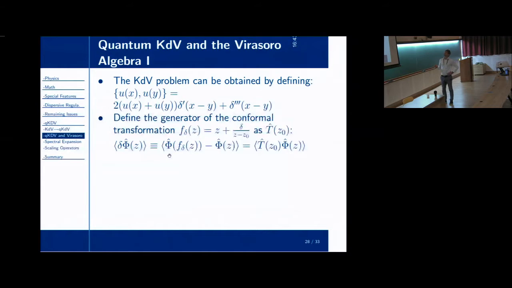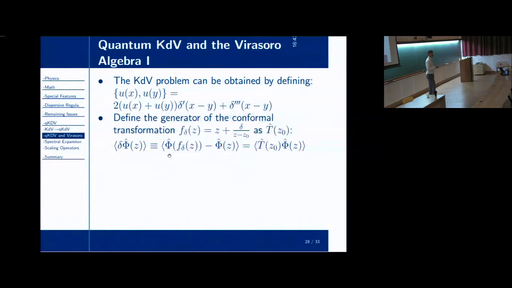So we apply this conformal transformation, and we want to look at the difference, that's delta phi. It turns out that we simply can insert T, the stress energy tensor, in any correlator, and this will apply the exact same transformation. So namely, T of z is the generator of such transformations.